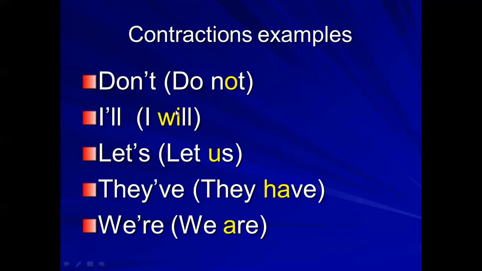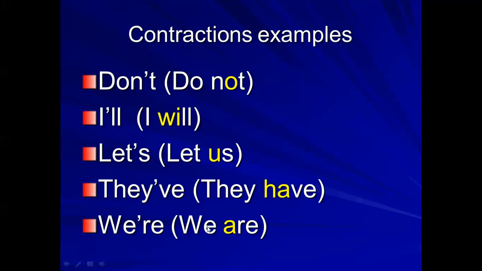Same thing with let's. It's supposed to be let us. It's kind of an antiquated phrase that doesn't get used anymore, but let's with the apostrophe is like, let us go do this, or let us go do that, right? Let's go, let's hurry up. They've is the contraction of they have, and so HA is missing here, so that's where the apostrophe goes. And then finally, we're instead of we are, the apostrophe takes the place of the letter A.